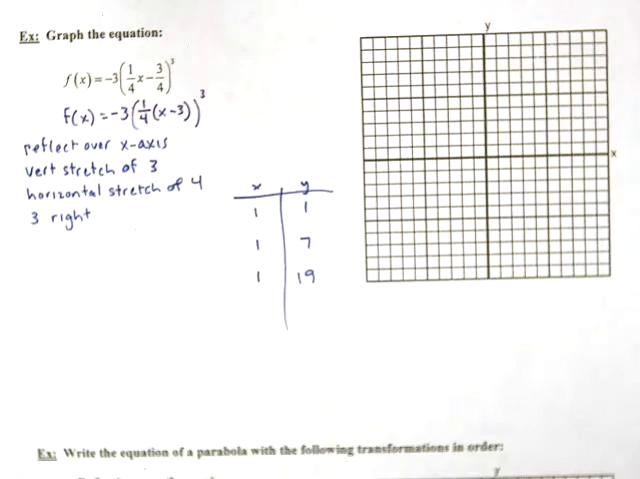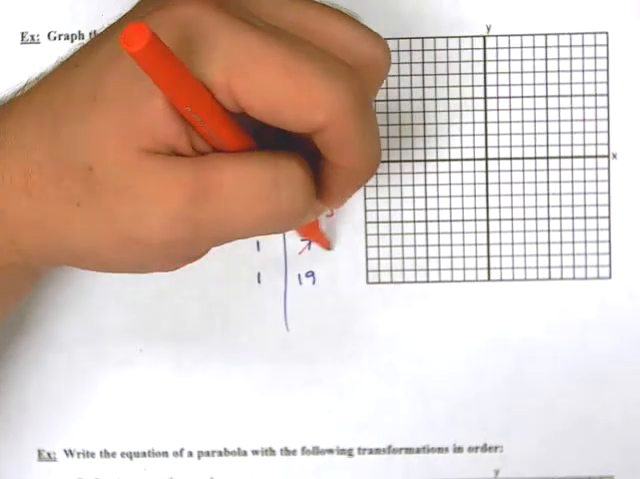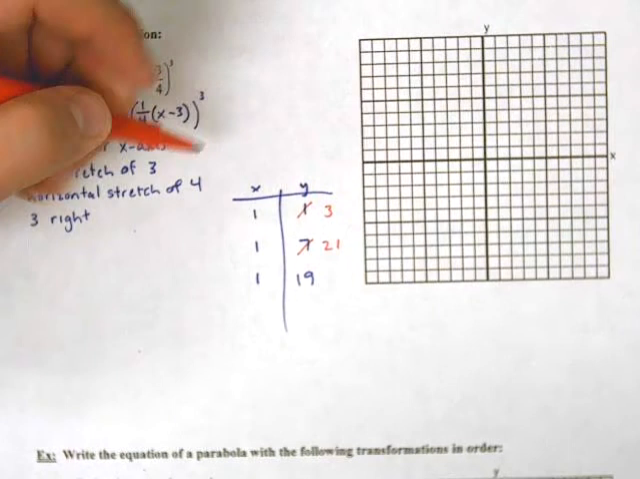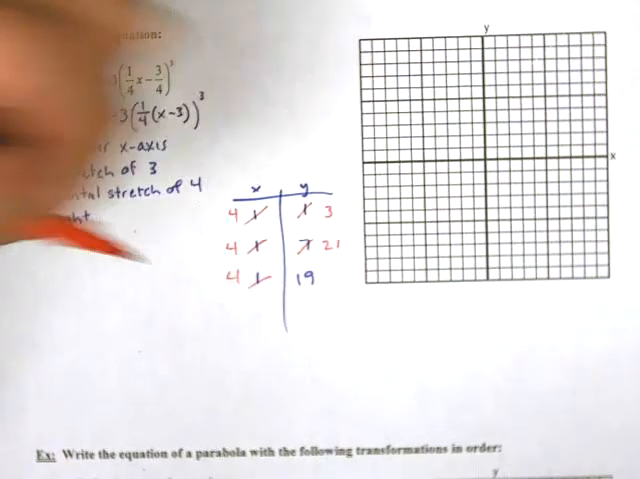Remember, the next step is to take into consideration the stretches. So a vertical stretch of 3 means, well, that's a 3, that's a 21. Horizontal stretch of 4, nice and easy, right? Okay.